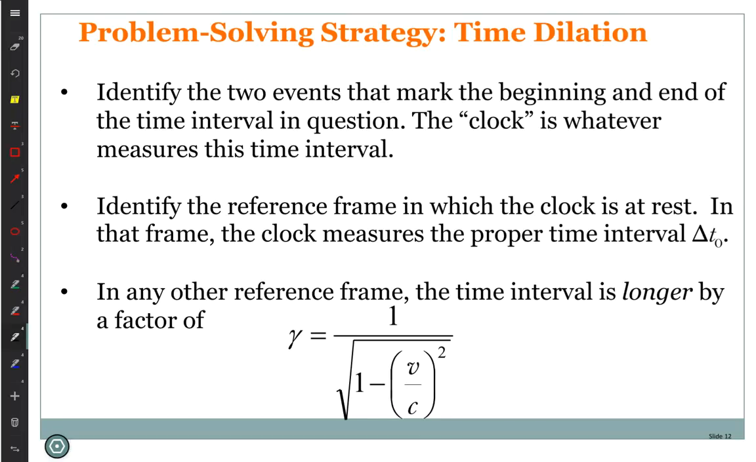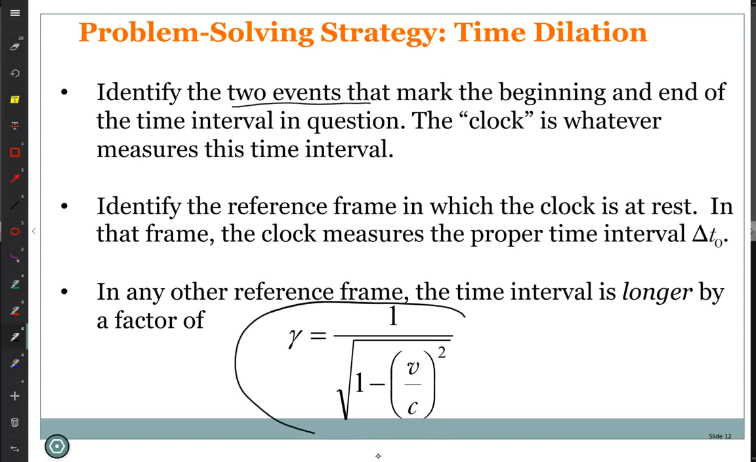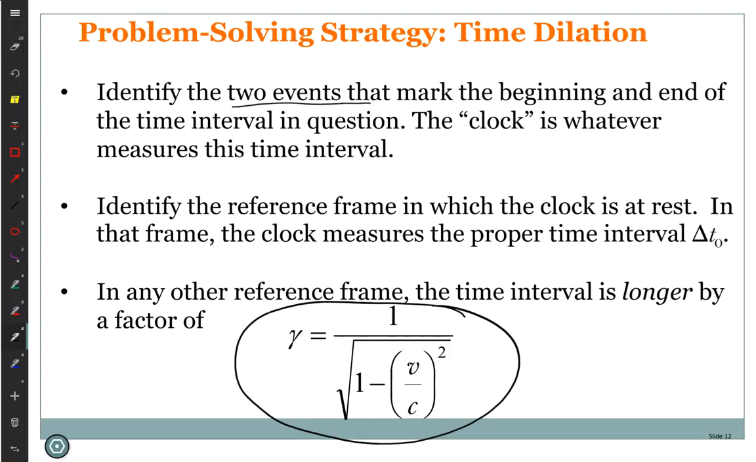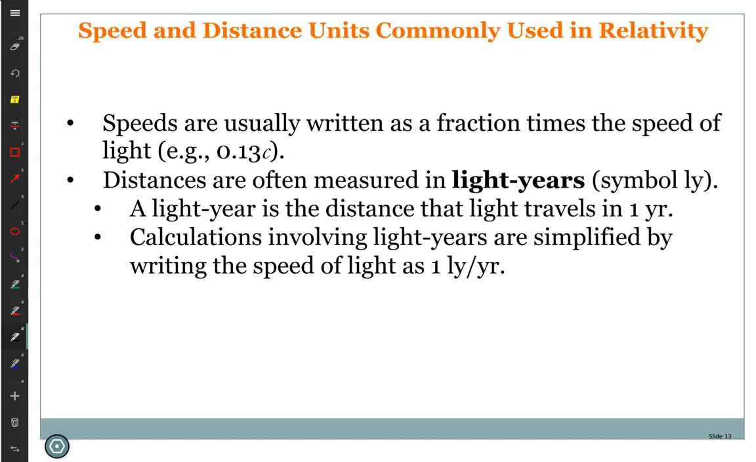Okay, when solving time dilation problems, as you will be doing over the weekend, identify the two events that mark the beginning and ending of your timing. The clock is whatever you're measuring it with. Make sure you identify which reference frame is the rest frame, the one that's going to measure the proper time between those two events. So if it's the rest frame, the clock is stationary with respect to the two events. And then make sure you calculate this gamma. I always start off by calculating the gamma because I'm almost certainly going to use it if I'm doing relativity. So calculate that gamma and then put it into your equation.